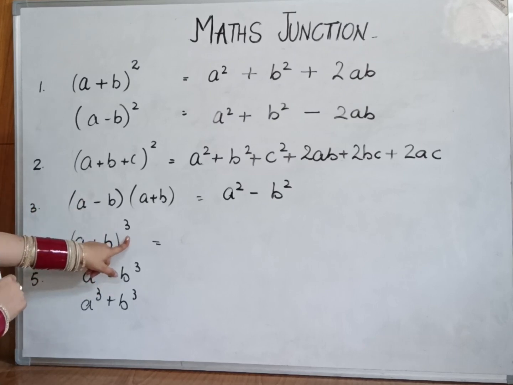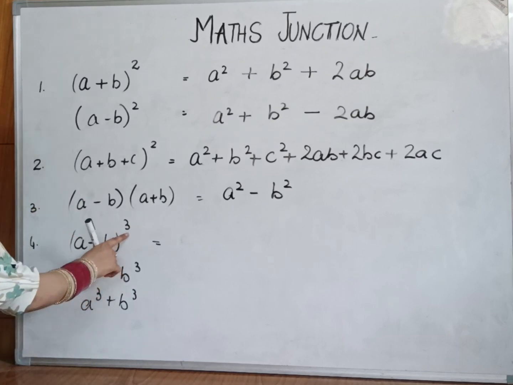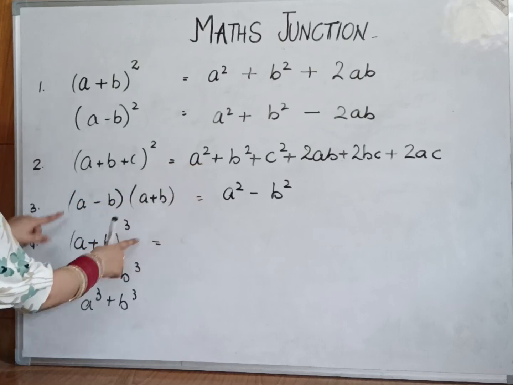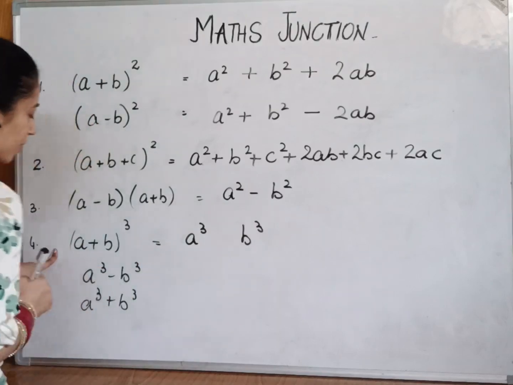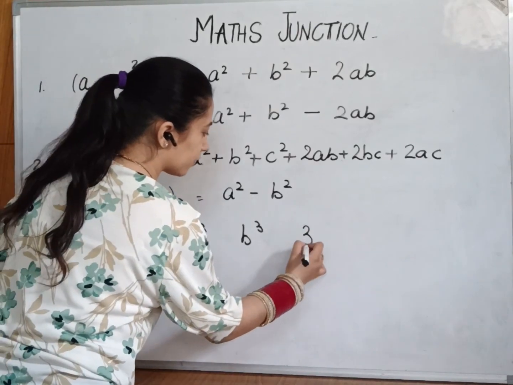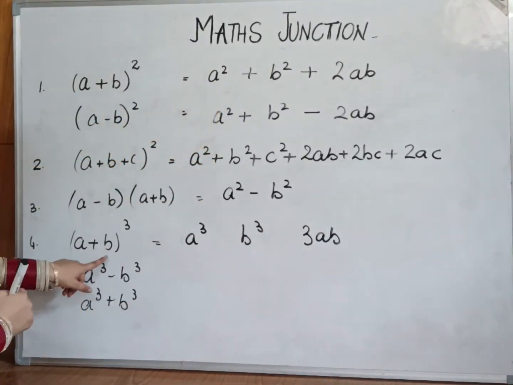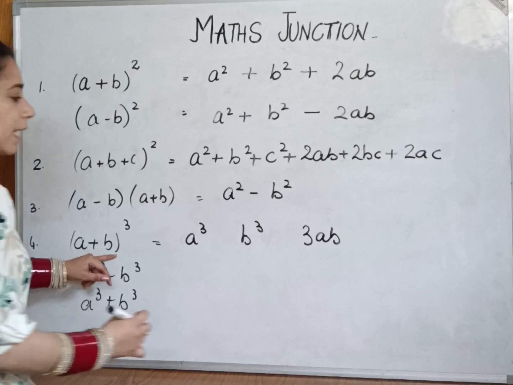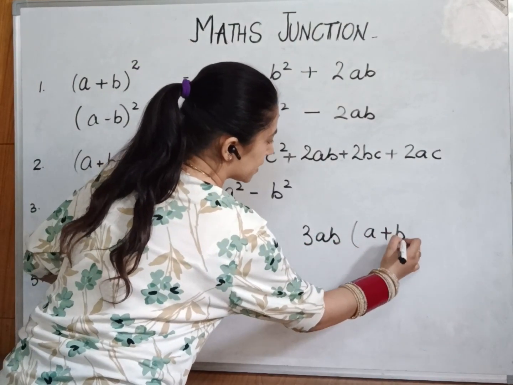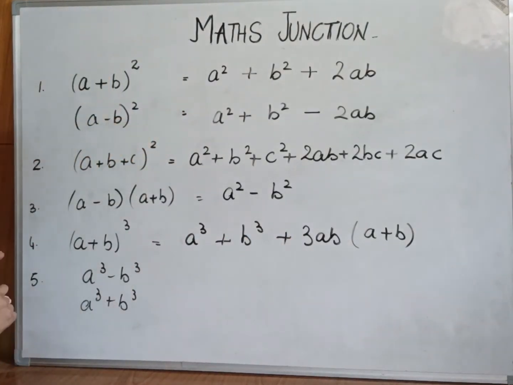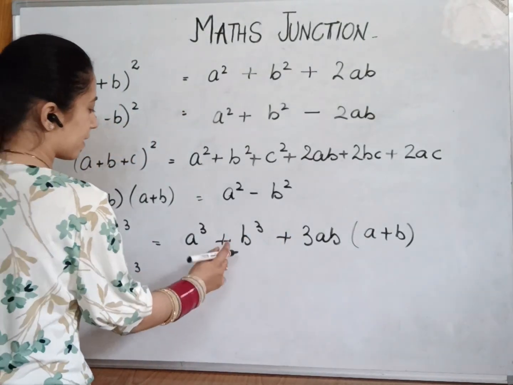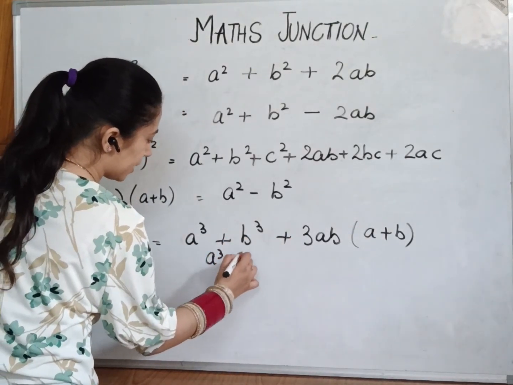a plus b whole cube, the fourth identity. Now cube is there. In the previous one we followed the square, here we will follow the cube. That means a cube and b cube. Now again product with the 3ab, and we are going to just add them in the bracket a plus b, because everything is positive. So positive is followed. The second way to write this identity is a cube plus b cube.